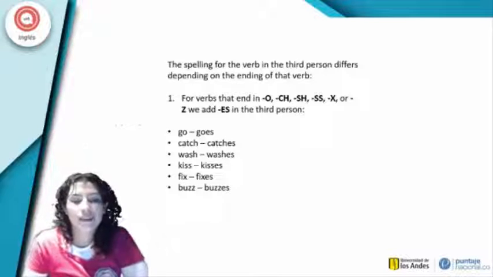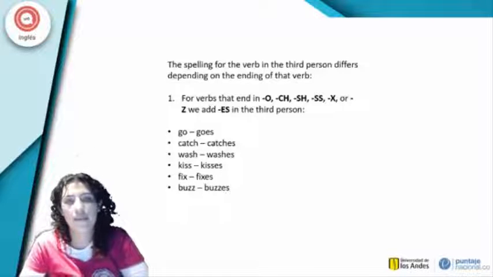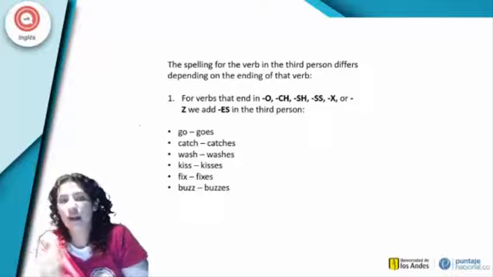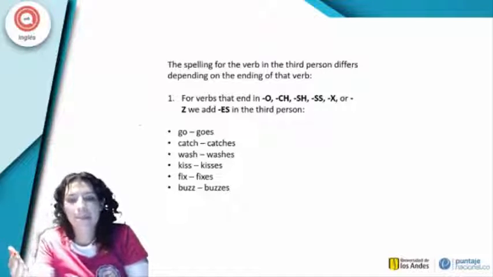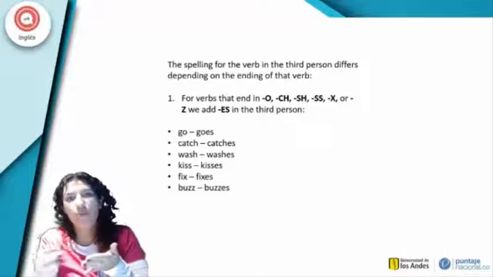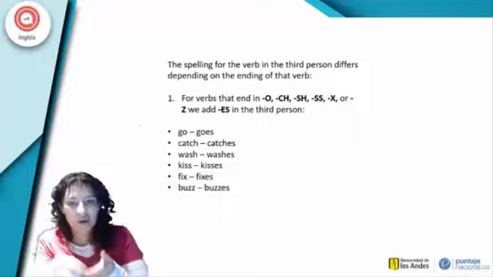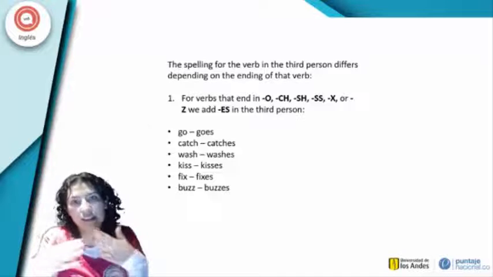Okay, the spelling for the verb in the third person differs depending on the ending of that verb. So what happens? Remember that for the third person we have to put an S at the end of the verb, yeah? But depending on the way the verb ends, we put an S or an ES or an IES, okay? So let's check these differences that we have.